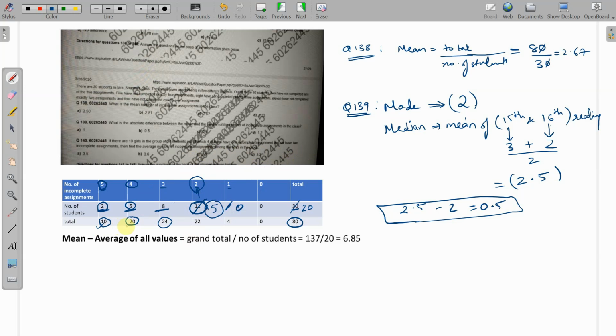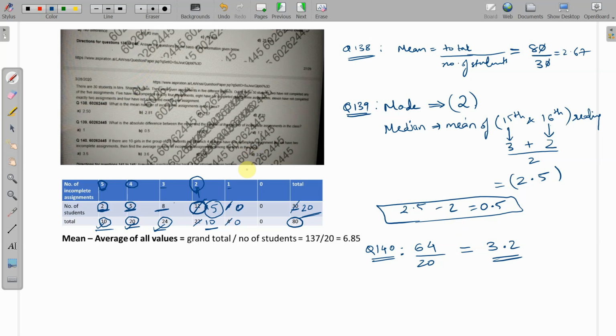Then find the average number of incomplete assignments among the boys in the group. So this number remains the same, this number remains the same, this number remains the same. This total changes. 5 into 2, this total becomes 10. And 0 into 1, this number becomes 0. So what is the new net total? So for question number 140, for the boys, what is the final total? 10 plus 20, 30, 30 plus 24, 54 plus 10, 64. So 64 is the grand total divided by the number of boys, which is 20. So 64 divided by 20 comes out to be 3.2. So the average number of incomplete assignments among boys would be 3.2.